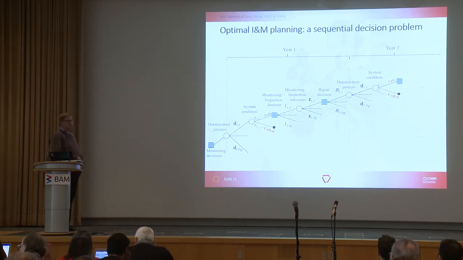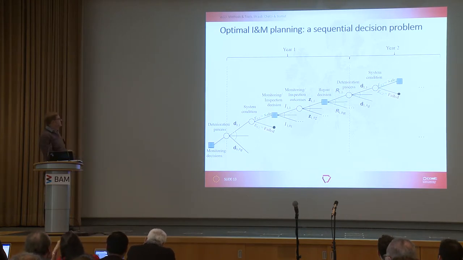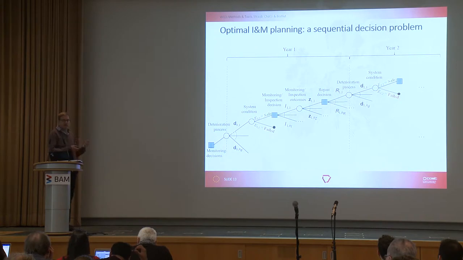You have a system condition, which maybe you can simplify to safe or failed, maybe not. Then you have inspections that you can do. You can also do additional monitoring. You could decide to maybe put monitoring in later. You have outcomes of those monitoring and inspections. Again, this is possibly an infinite-dimensional parameter vector. You can then make decisions on repair. Maybe you can also change the operation of the structure. So there are many decisions that you can make. And this is just for one year, and then it continues.